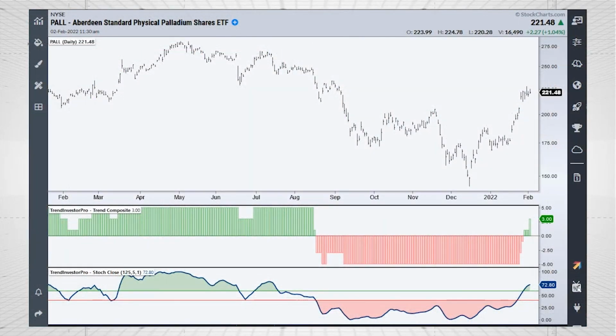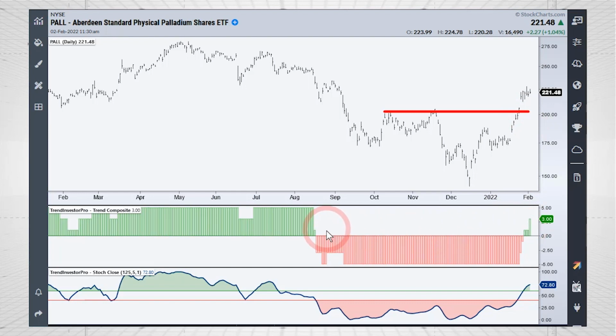So here is Palladium with the trend composite turning bullish 4 days ago as Palladium broke above these highs here with a big move. It's moved from, say, 150 to 220. That's up almost 50% in less than 2 months. It's a humongous move, but it is a trend-changing move and a breakout there.